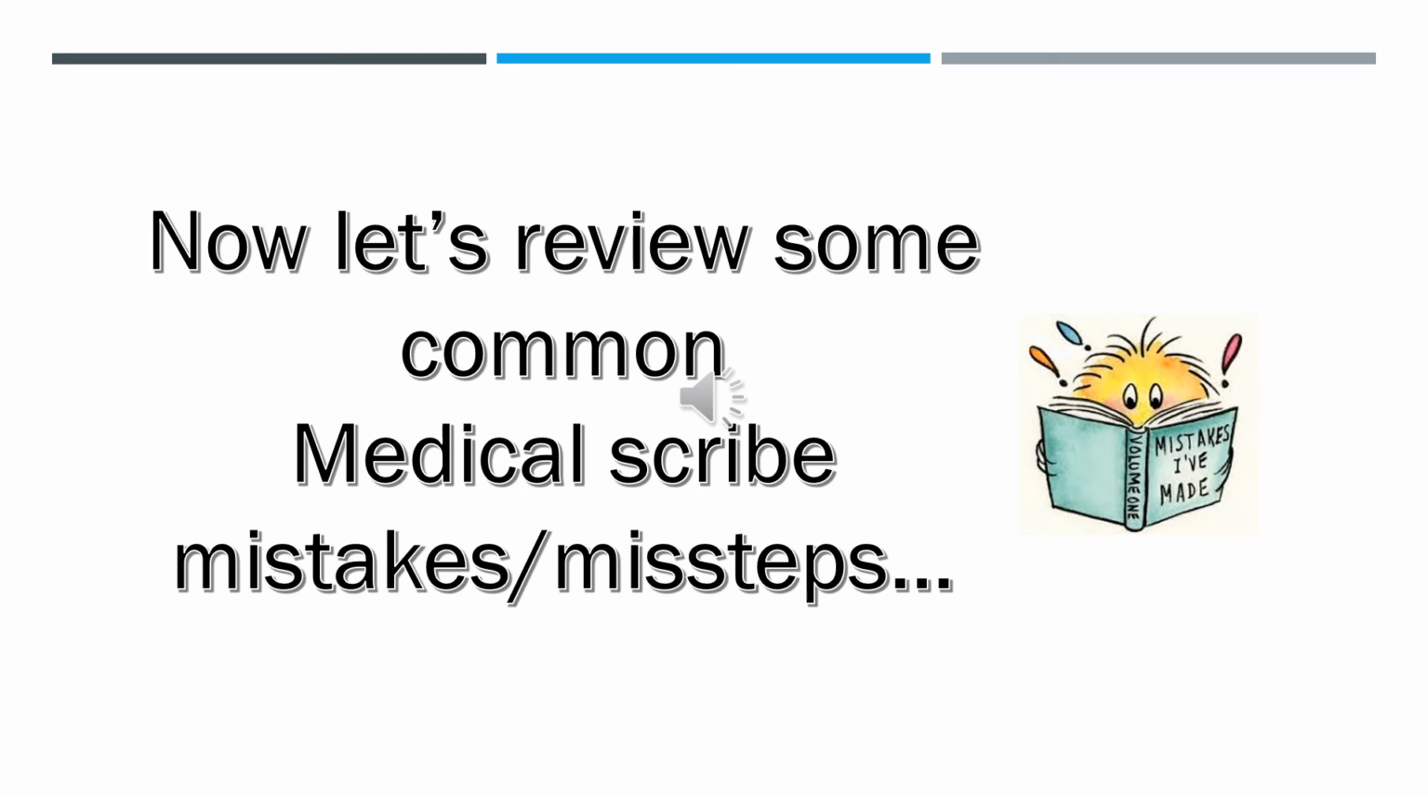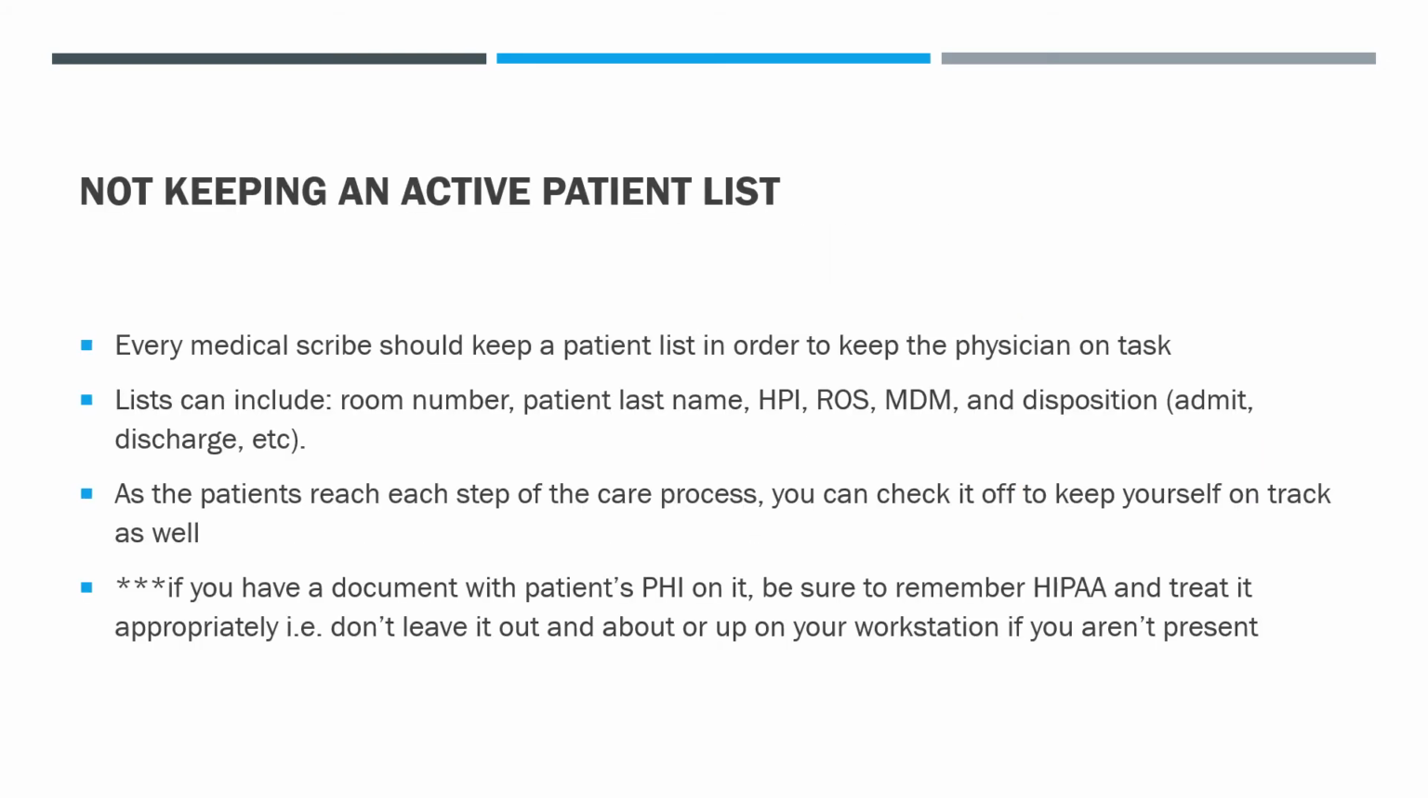Now let's review some common medical scribe mistakes or missteps. Not keeping an active patient list. Every medical scribe should keep a patient list in order to keep the physician on task. The list can include room number, patient last name, HPI, review of systems, medical decision making, and disposition. As patients reach each step of the care process, you can check it off to keep yourself on track as well. If you have a document with a patient's PHI on it, be sure to remember HIPAA and treat it appropriately, aka don't leave it out and about on your workstation if you are not present.